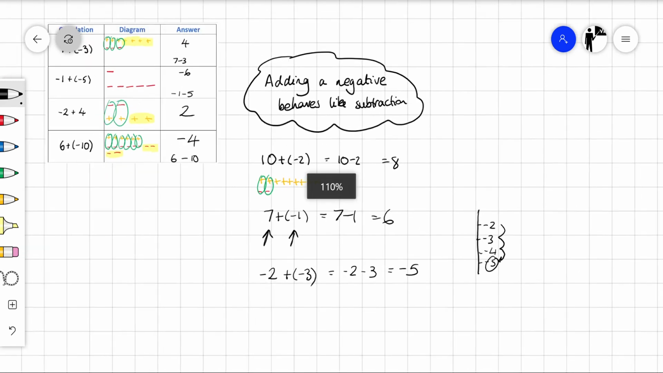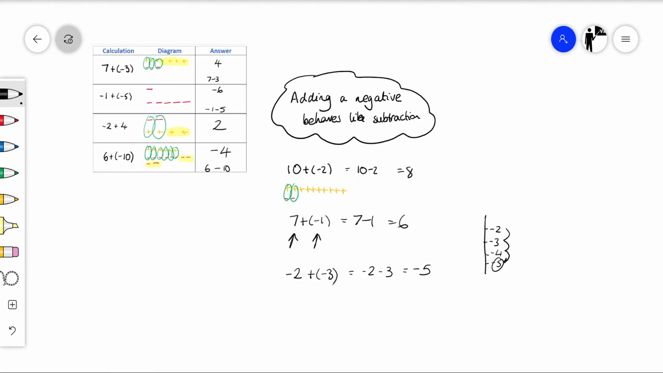There's different representations for adding negative numbers, but hopefully this has given you a wee overview and maybe given you some strategies to help you out.